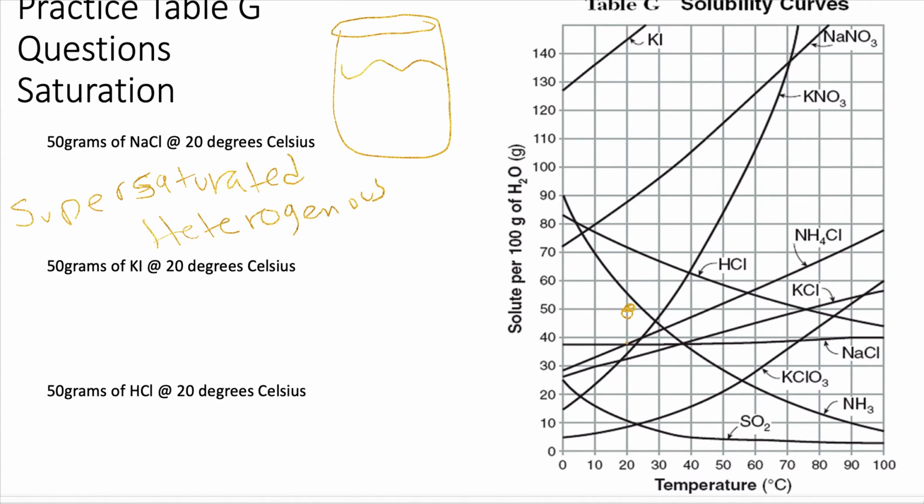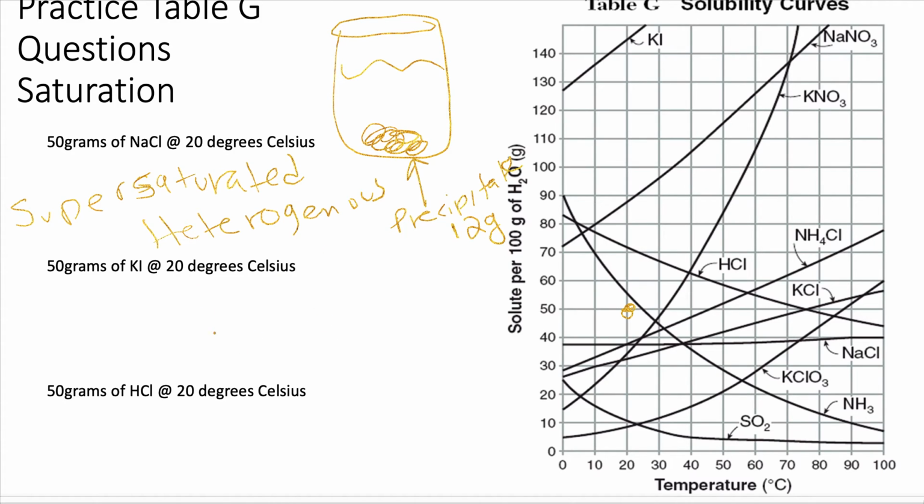And that extra 12 grams, or the difference between what we have and what we're supposed to have, is going to settle at the bottom of your beaker. And that's my precipitate. And if you wanted to know the actual mass of it, it's going to be approximately 12 grams.